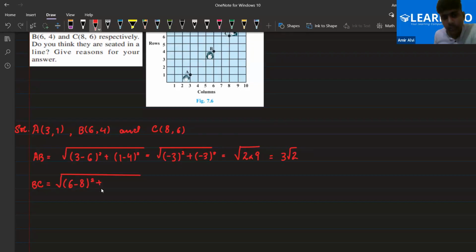Sir, how did you get 3 root 2? Gianna, if I take the square root of 3, what will you get? 3, right? And root 2 will be there because there is no factor of root 2. Because if you have to remove root 2 from the square, there should be one more 2 as well to get a pair.